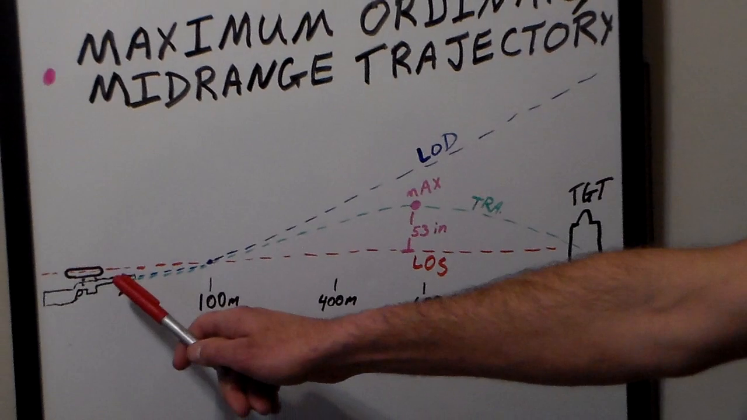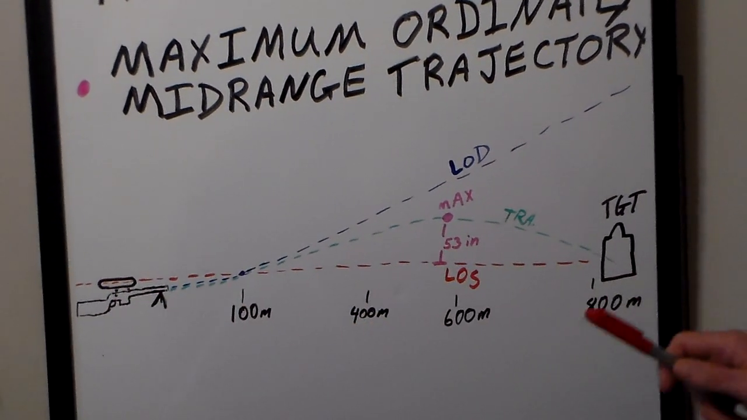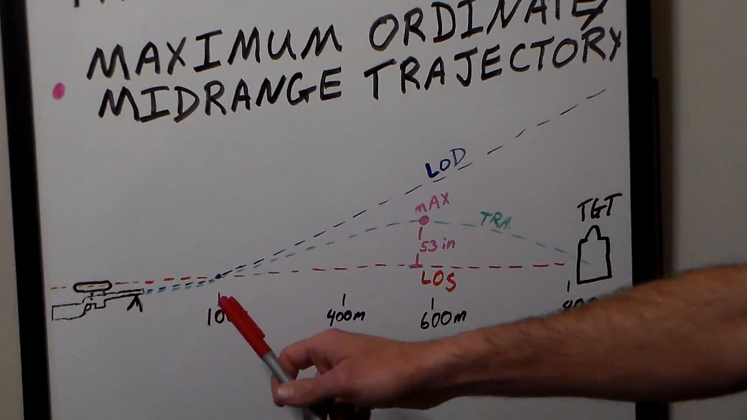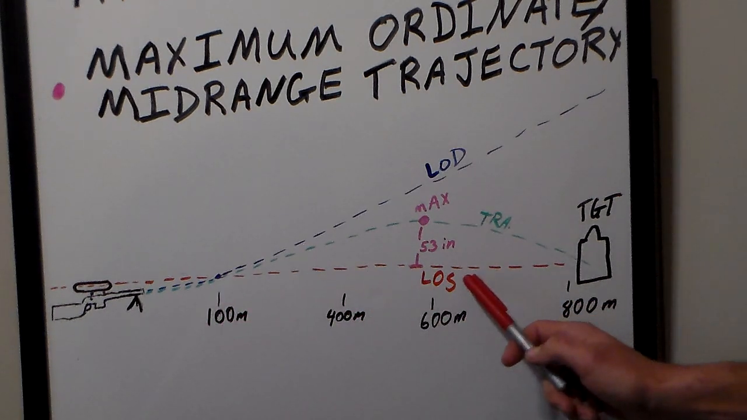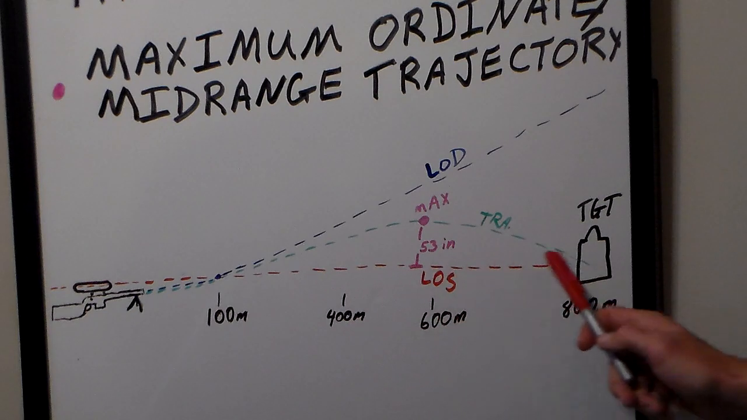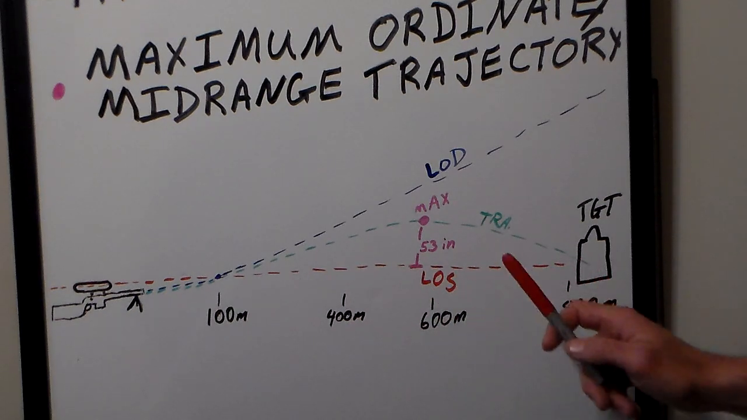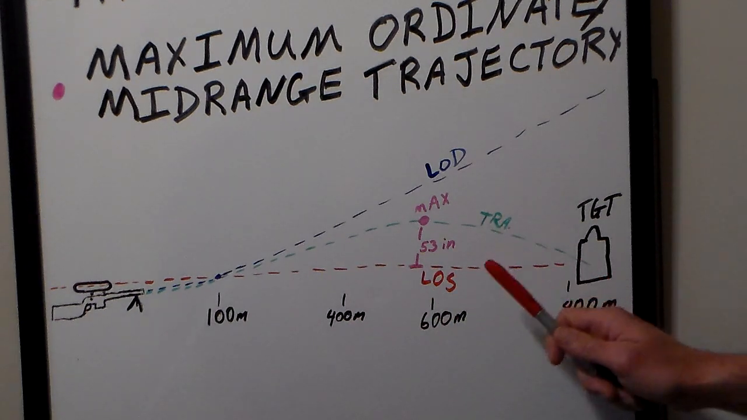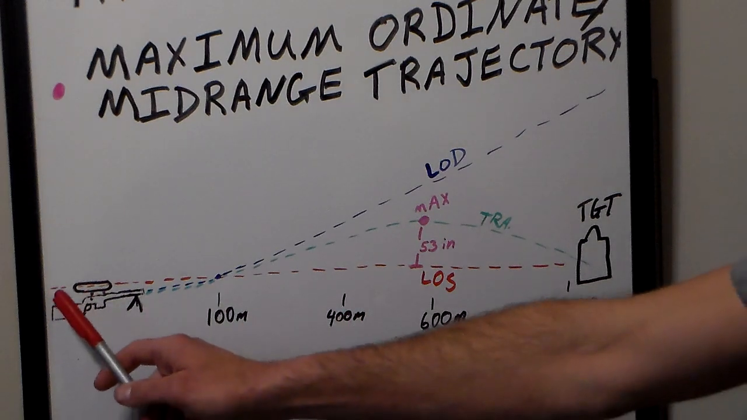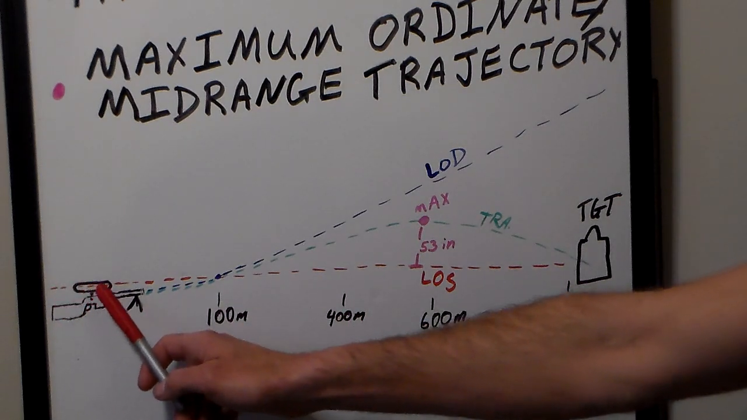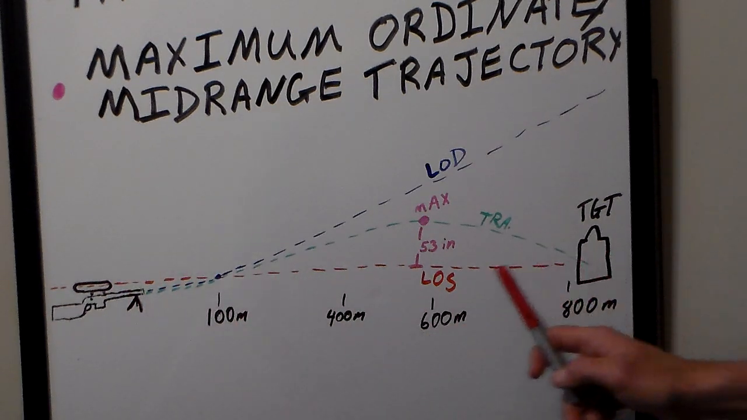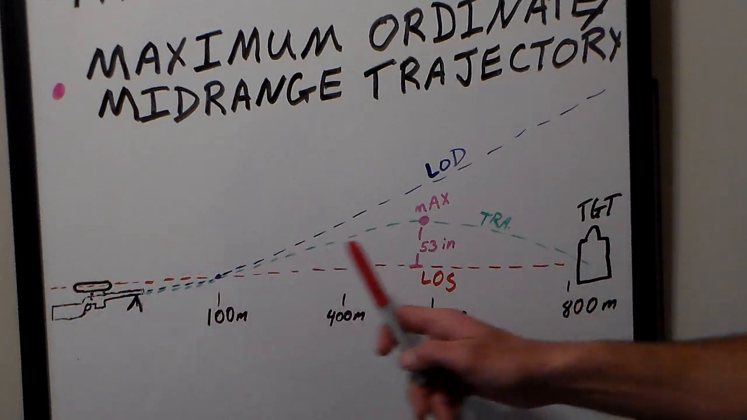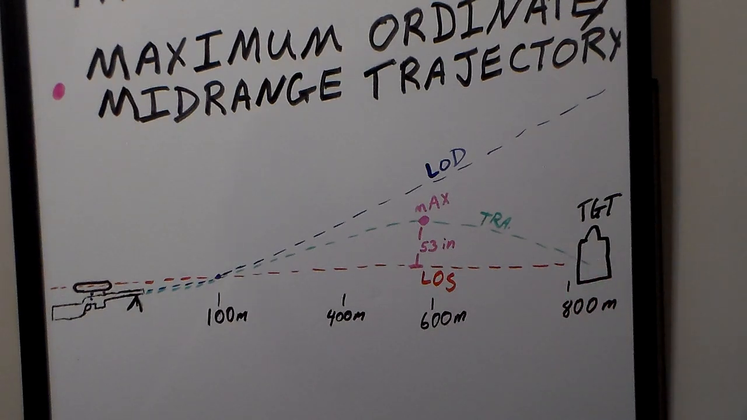Okay, so we got a little rifle scope and we got a target out here. The first one I want to talk about is going to be line of sight, which is this red line right here I have drawn out. I put LOS, just line of sight. Line of sight is the straight line from your eye, looking through your optics, your scope, straight to the target. It's the straight line that you're looking at through your scope. That's your line of sight.